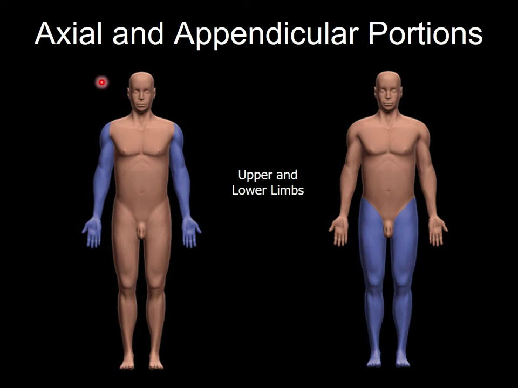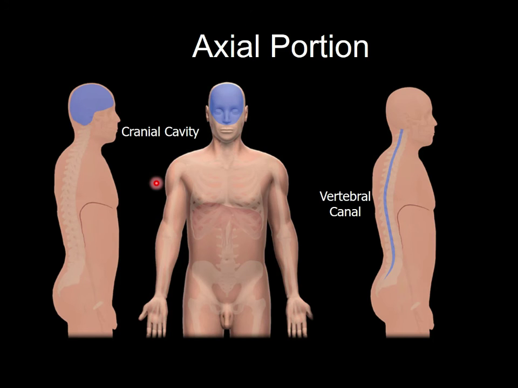And then we also have the axial and appendicular portions. Axial is going to be all this mid-component, the head, the main core part of the body. Appendicular are going to be your hands and your feet. So upper and lower limbs will be parts of your appendicular skeleton or appendicular portion. Axial is going to be the head and the core part of the body. And as we can see here, the axial portion will have the head and the core part.